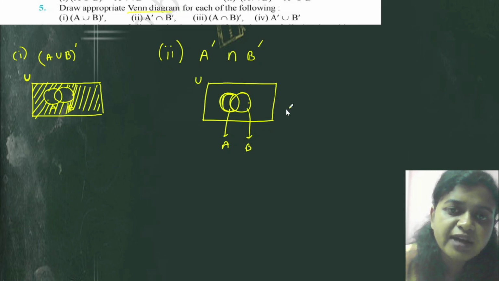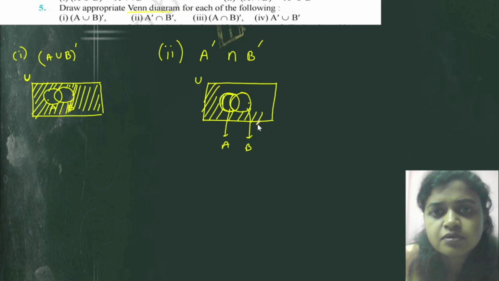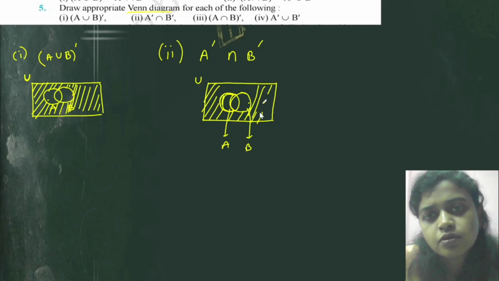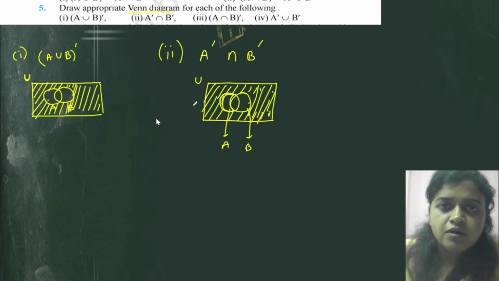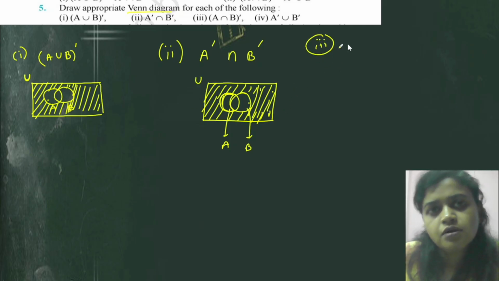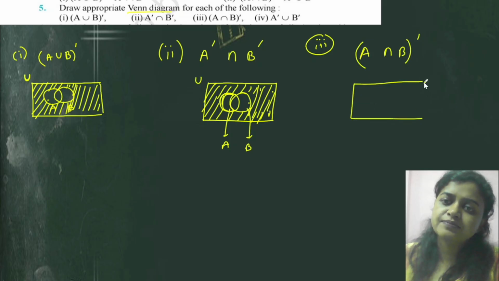And then you have to find common. So common is what? This portion is common. Yes or no? This is the common portion. Okay. Next, third one. A intersection B complement. So first we have to draw a rectangle for U, A and B.